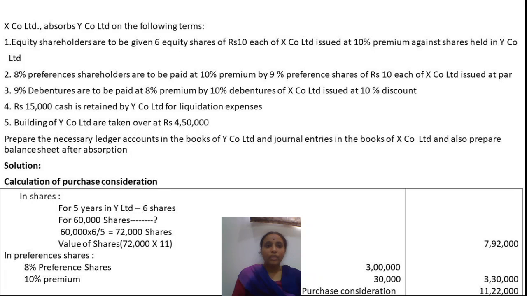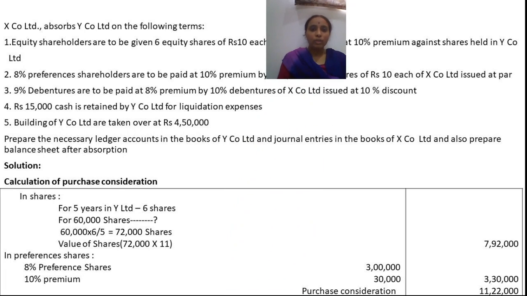Then fourth, 15% cash is retained by Y Company for liquidation expenses. Y Company's total cash is 30,000; 15,000 is retained and 15,000 is transferred to X Company. Building of Y Company Limited is taken over at rupees 4,50,000. They have asked us to prepare the necessary ledger accounts in the books of Y Company, the transferor company, and journal entries in the books of X Company, the incorporating company, and also to prepare the balance sheet after absorption.